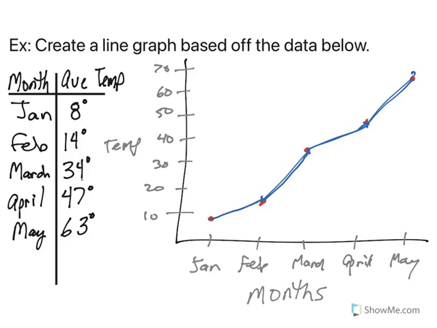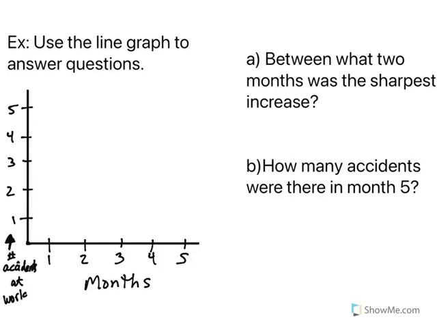Sometimes we have maybe a decrease, and you can see that. So if the next temperature was 50-something, maybe it would go down. So you can see where the increases and decreases are over time simply by looking at the line graph. Okay, so now let's take a line graph to answer questions.